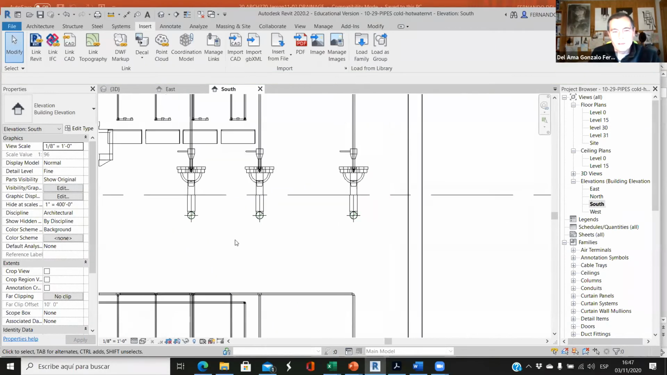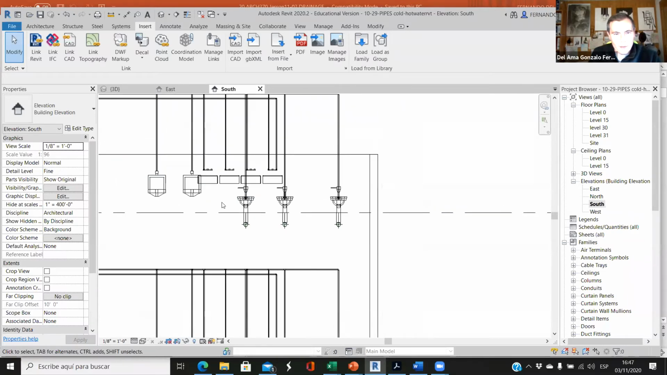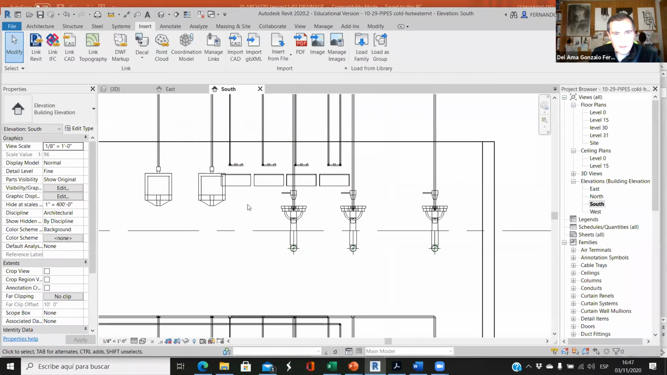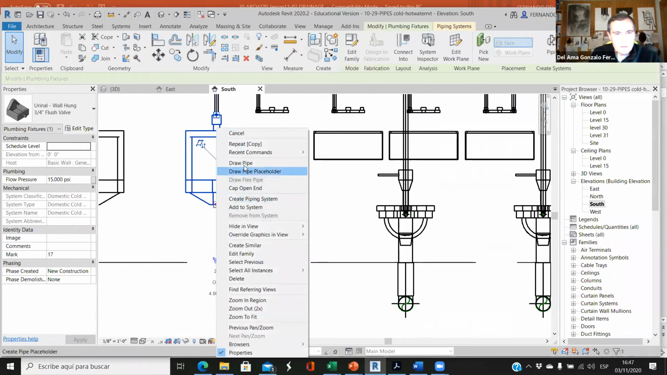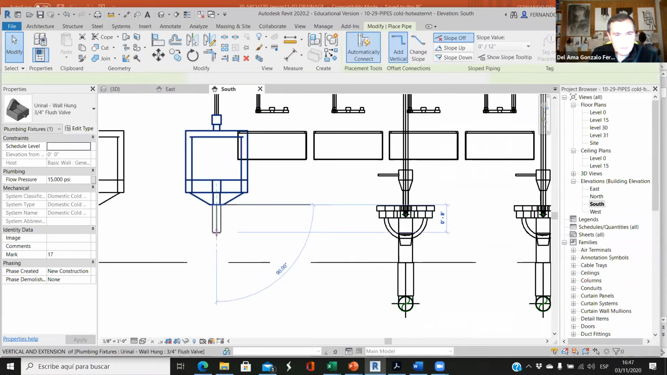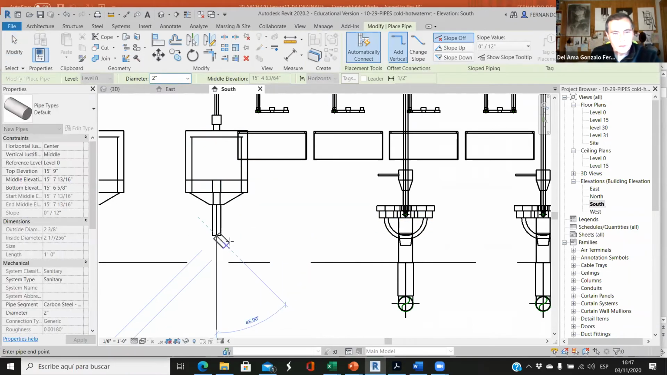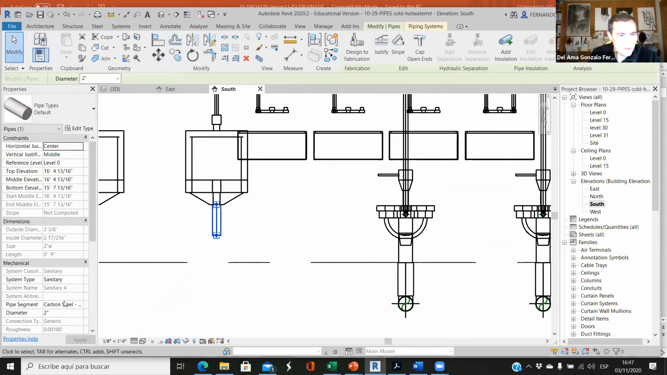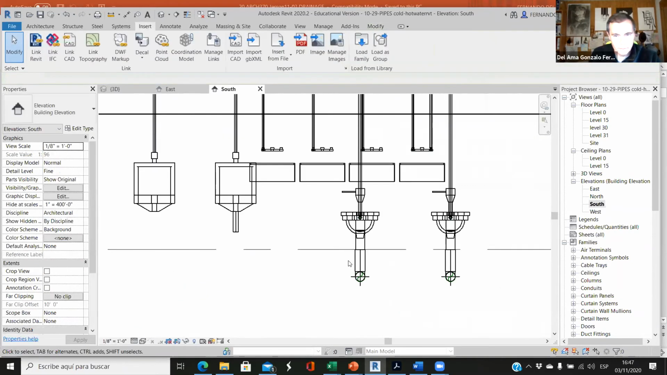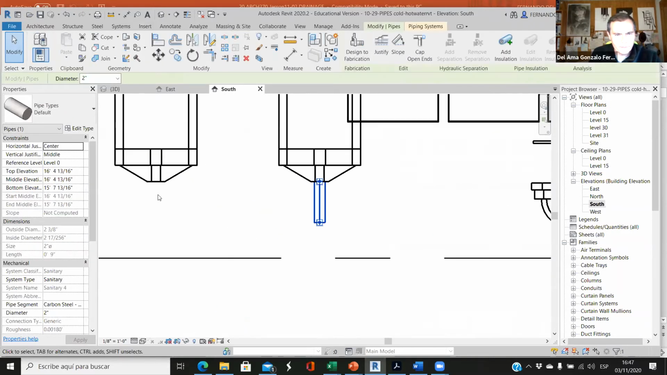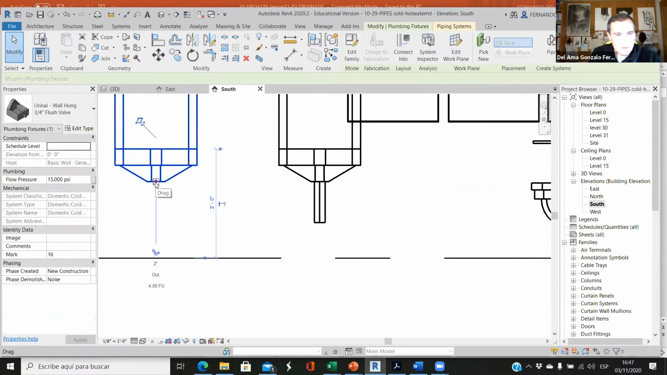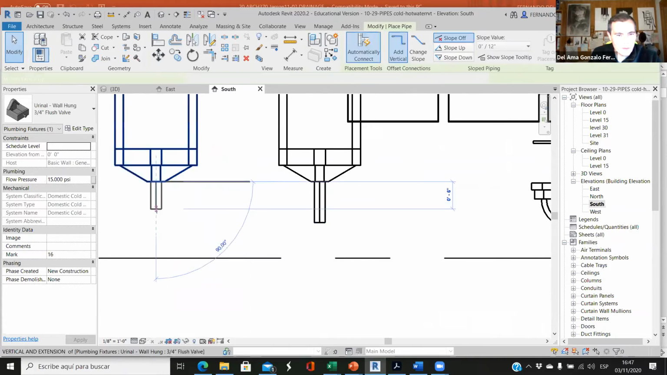Okay, now we need something that goes out from the urinals. So we can draw pipe. The one that goes out is a 2-inch pipe, as you can see here. 4 inches for toilets, 2 inches for urinals. So let's draw another one.